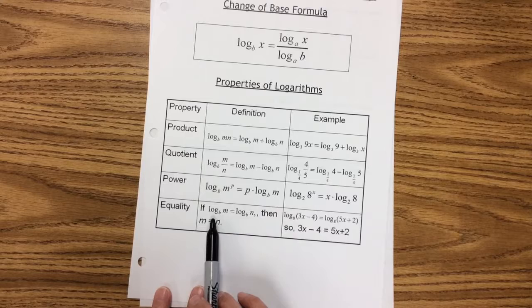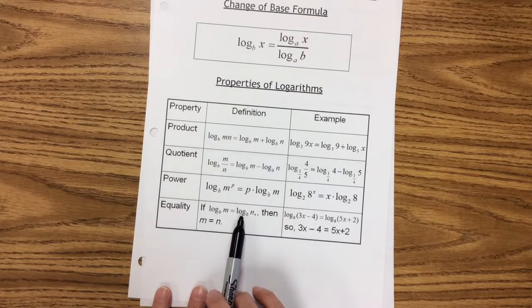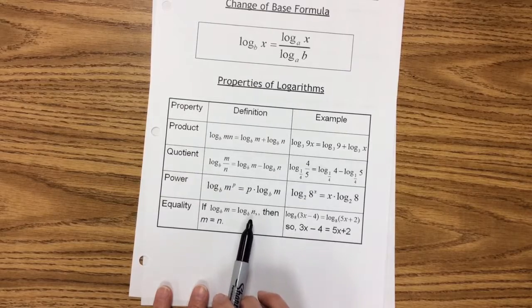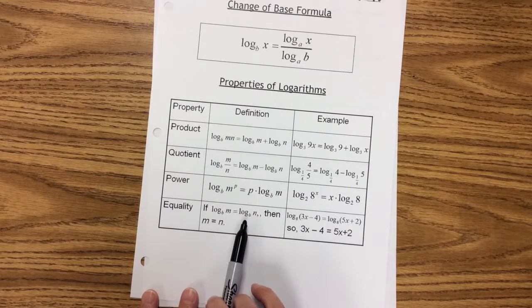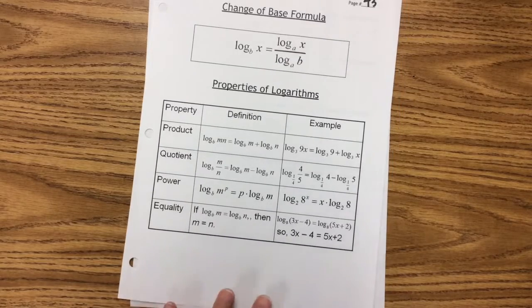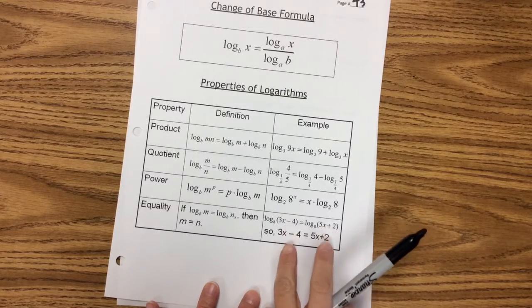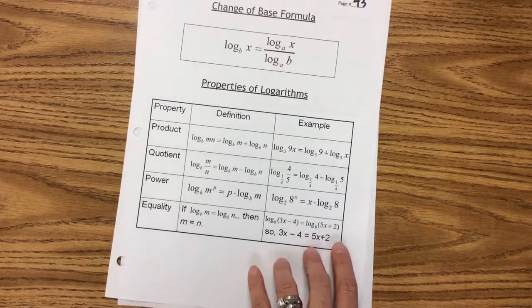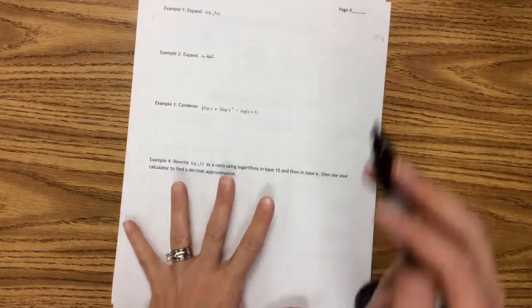And the equality property says if you have a log base b of something on this side of the equal sign and a log base b of something on this side of the equal sign, that you could cross out your log base b's and you would have just m equals n left. It helps solve equations when you get rid of the log base b's. You just have whatever's left on either side. So what we'll do is a few examples here.